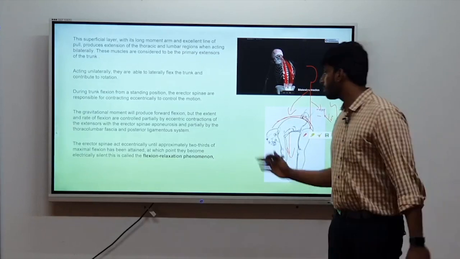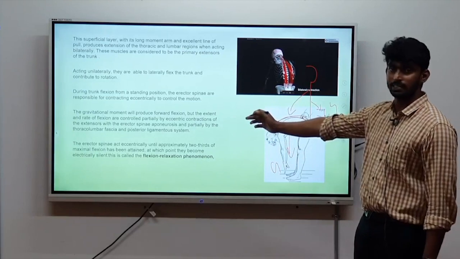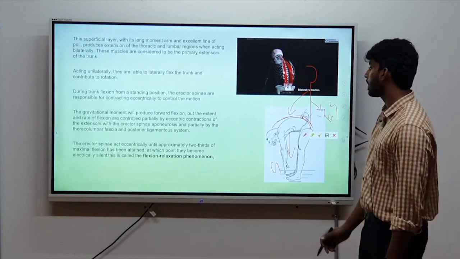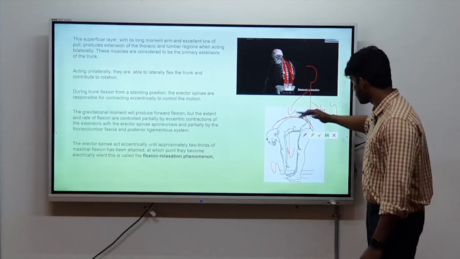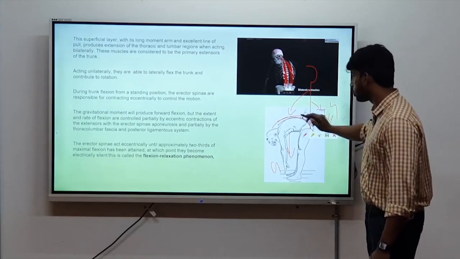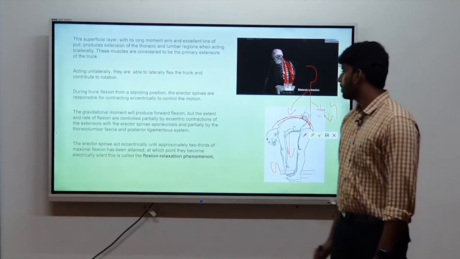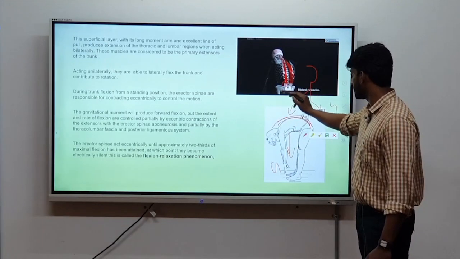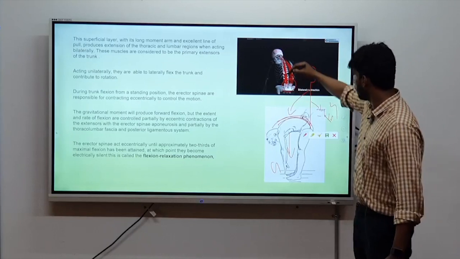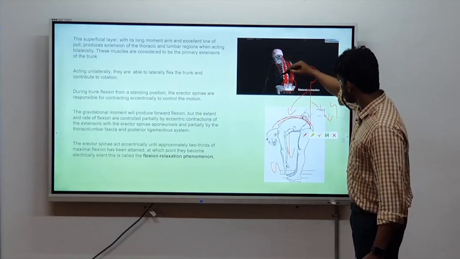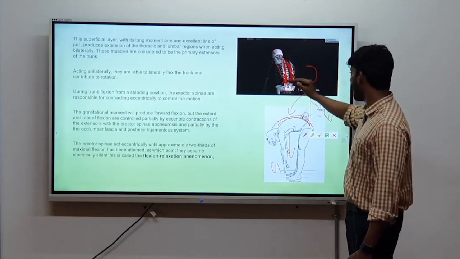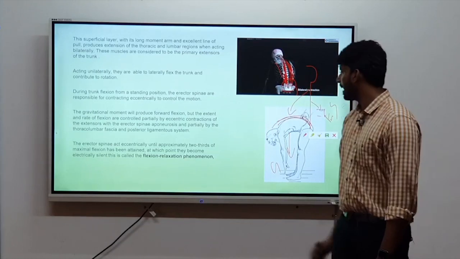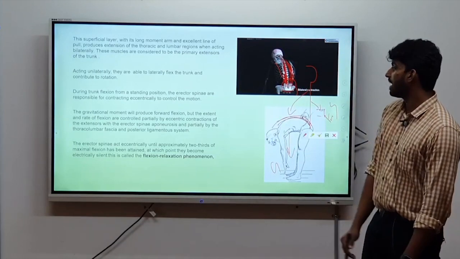So the gravitational movement will produce a forward flexion, as I mentioned. But the extent and rate of the flexion are controlled partially by the eccentric contraction of the extensors, that is the posterior muscles, with the erector spinae aponeurosis, and partially by the thoracolumbar fascia, which is situated almost over here. Combination of the latissimus dorsi and ipsilateral gluteus maximus and the posterior ligamentous system.